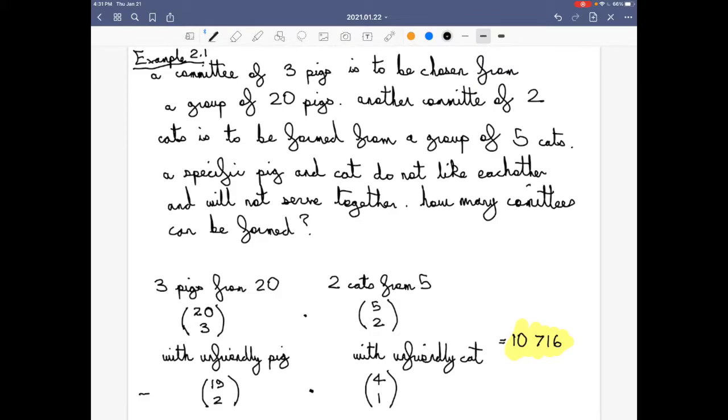So let's look at an example which puts together some of these concepts we've been discussing. So let's read what we have here. A committee of 3 pigs is to be chosen from a group of 20 pigs. Another committee of 2 cats is to be formed from a group of 5 cats. A specific pig and cat do not like each other and will not serve together. How many committees can be formed?